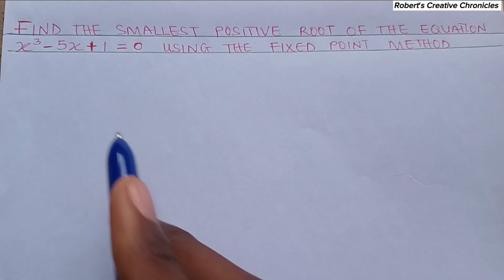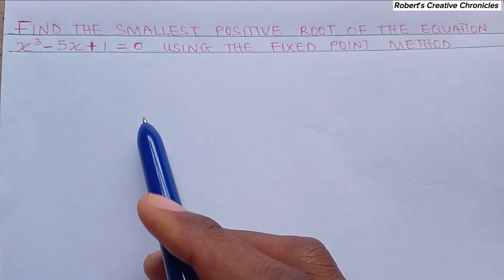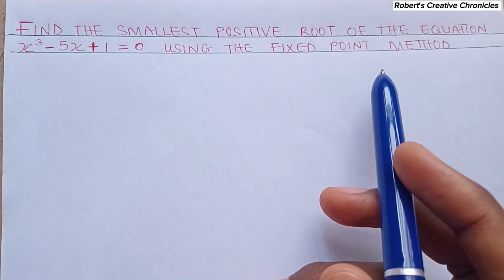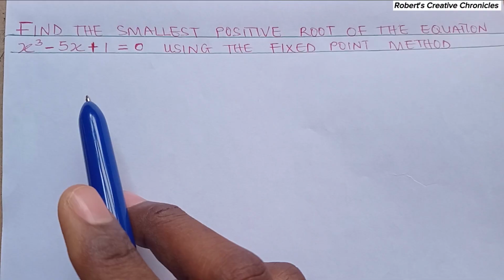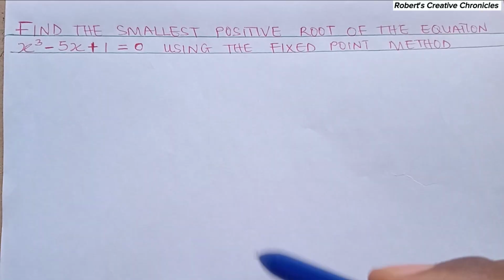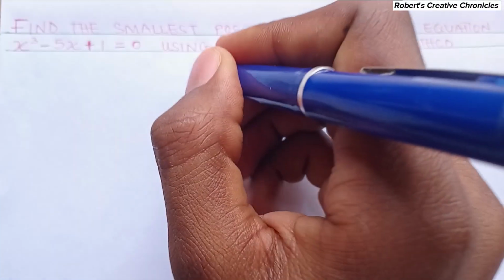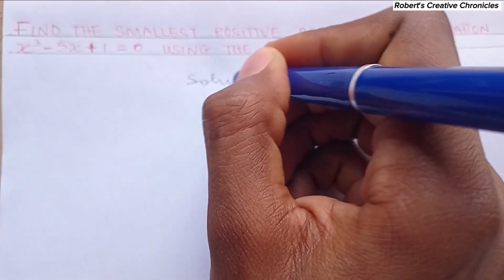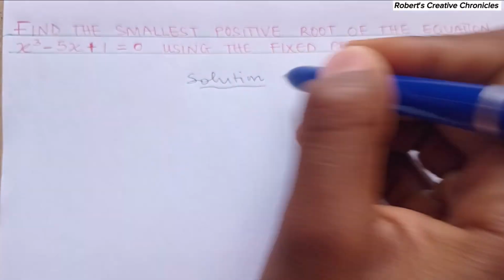So today we'll be solving this question, which states: find the smallest positive root of the equation x cubed minus 5x plus 1 is equal to 0 using the fixed point method. Solution.